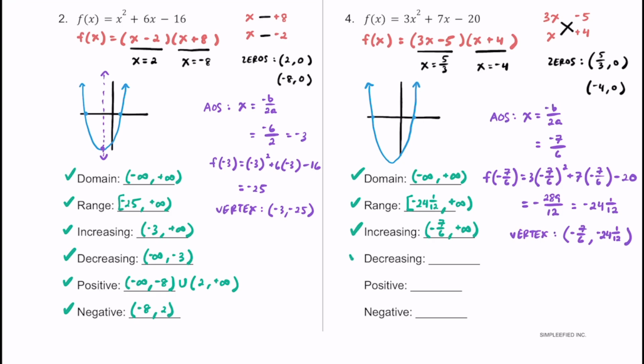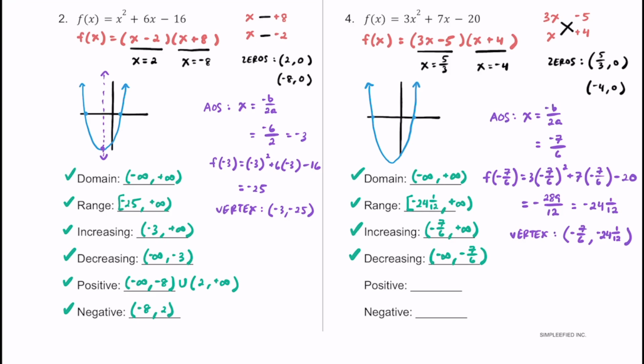Now, what about when the function is decreasing? Well, it's decreasing forever from the left all the way up until this vertex here. So the left forever means negative infinity until that negative 7/6. That would be when it's decreasing, all the way up until the vertex.